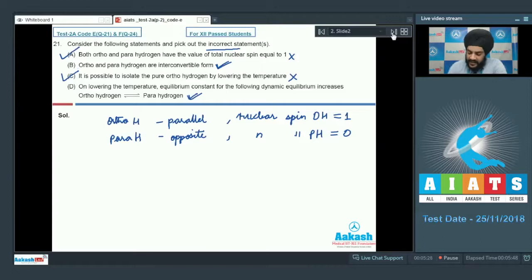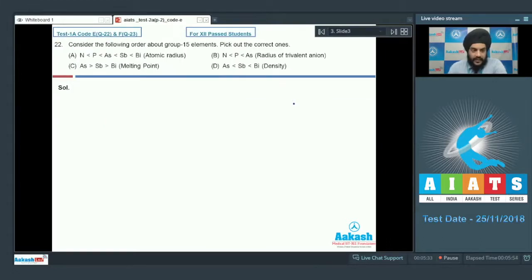Moving on ahead to the next question. Question 22. Consider the following order about group 15 elements. Pick out the correct ones. So in the first option, the examiner seems to be interested in the atomic radius. Students, this option is correct.